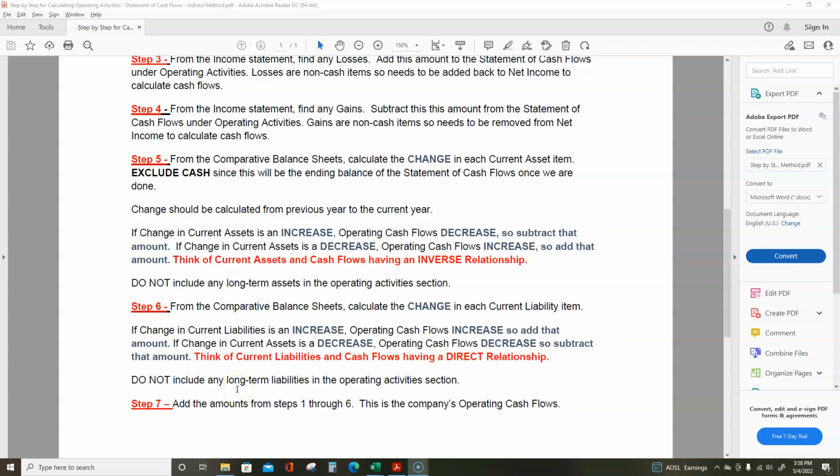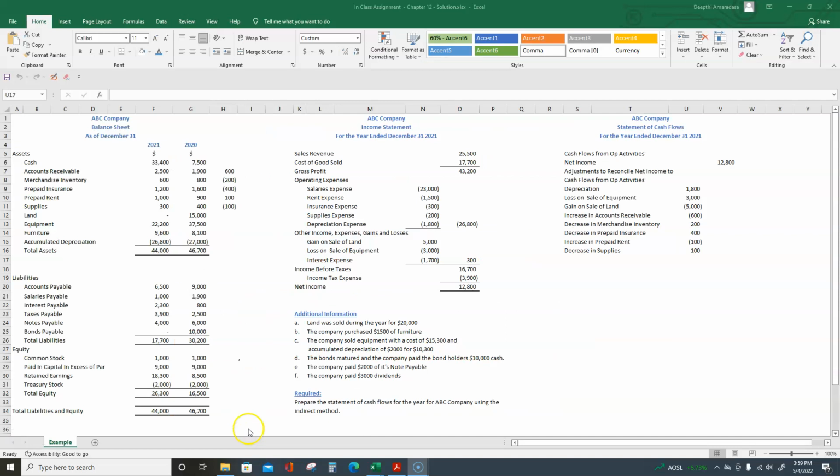Once we find the change, if the change is an increase, we're going to increase the cash flows. So we're going to add that amount. If the change is a decrease, we're going to decrease that amount in operating activities section. So we're going to subtract that amount. So think of current liabilities and cash flows as having a direct relationship. If you really remember these two items in red, that'll kind of help you when you're preparing your statement of cash flows without constantly having to refer to notes.